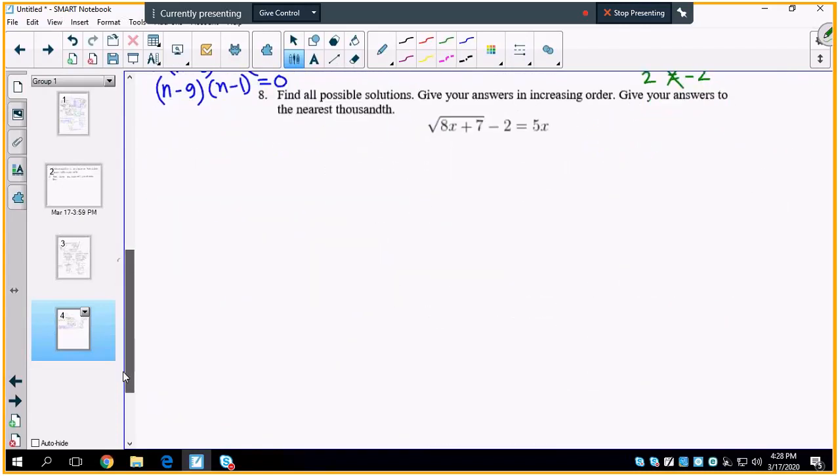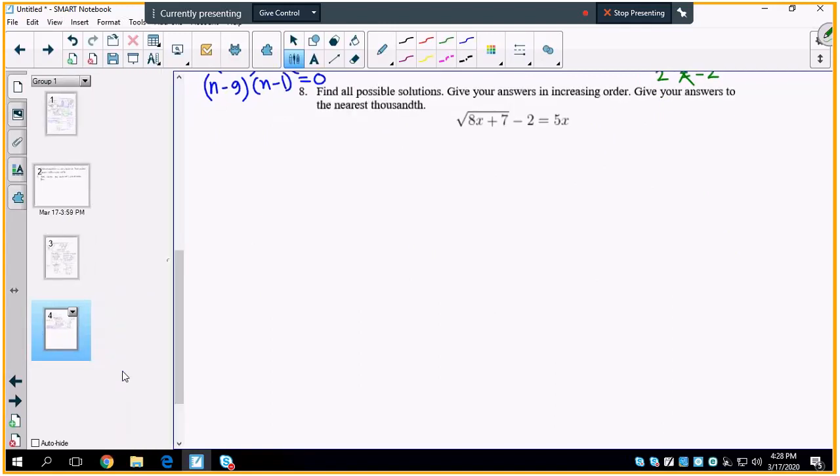Example 8 is pretty similar, except because I have solved this problem before, I can tell you that the calculations are going to be ugly. What do I mean by that? So first and foremost, remember you're going to make that radical term stay on the left hand side and put that 2 on the other side by adding 2 on both sides. So you get square root of 8x plus 7 equal to 5x plus 2.